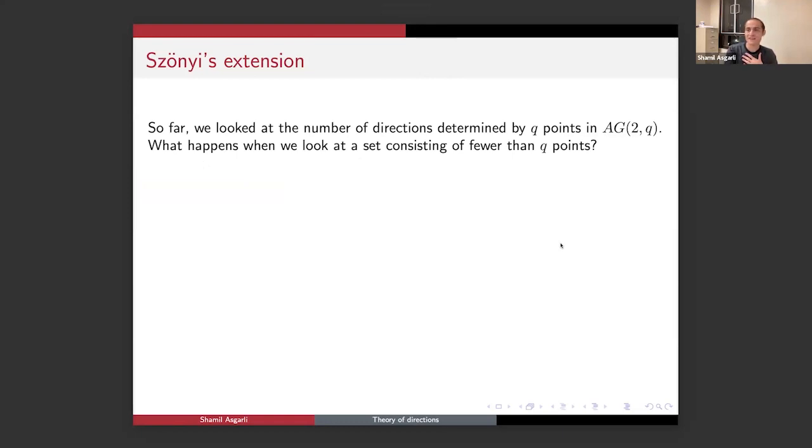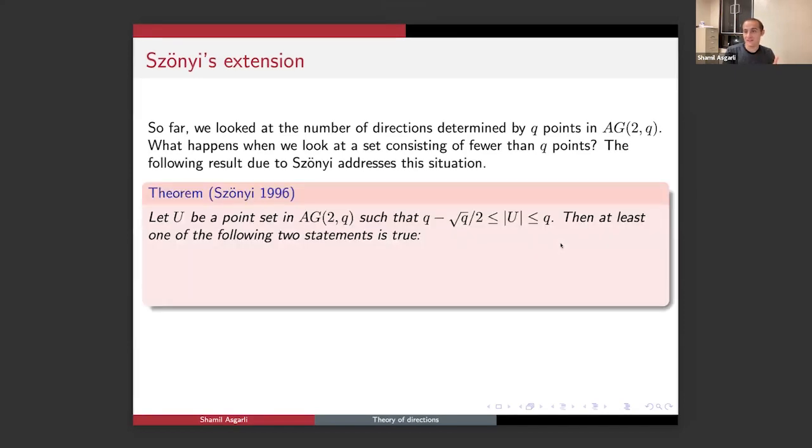Okay. So the last thing I wanted to mention is Szőnyi's extension of Rédei's theorem. So far we've looked at the number of directions determined by q points. But what happens when you look at a set consisting of fewer than q points? And basically, there's the result.